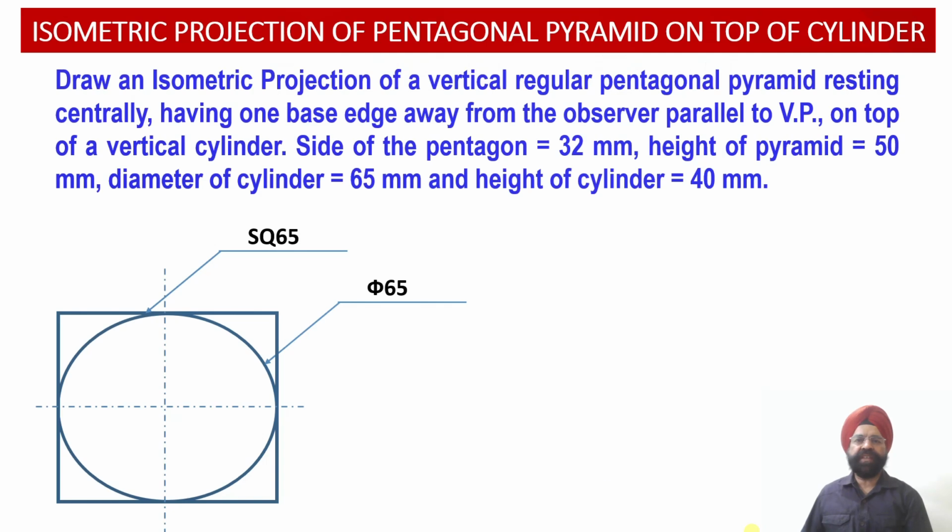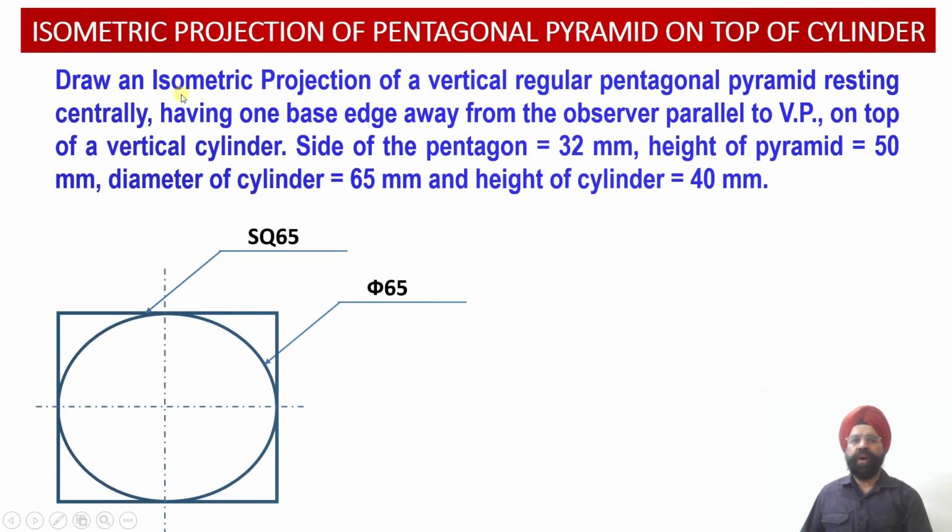Now today's discussion will be about isometric projections of the combination solid in which a pentagonal pyramid is lying centrally on top of a cylinder, right? So there are two solids which will be involved in this construction. At the bottom we are going to draw the cylinder, and on the top of the cylinder a pentagonal pyramid will be resting over it. Now let us go through the statement.